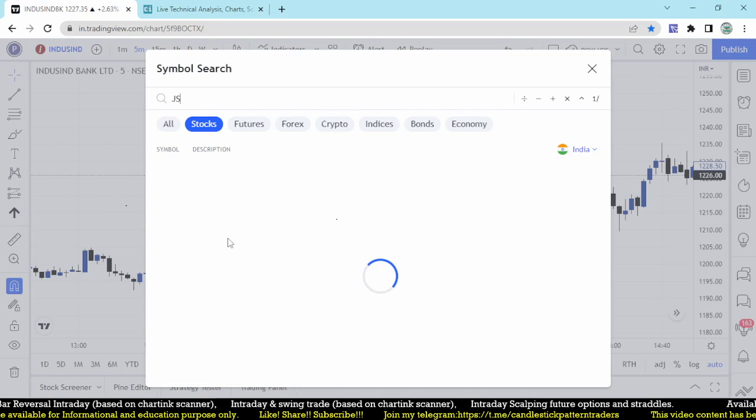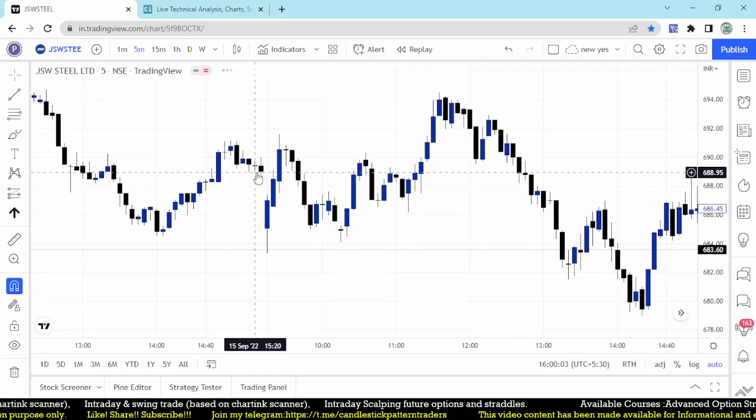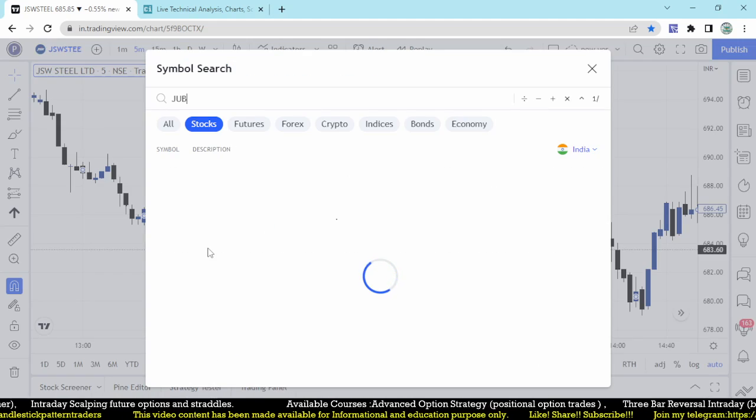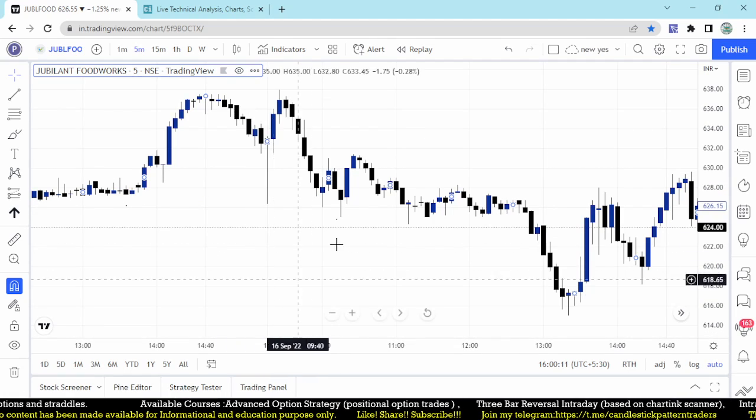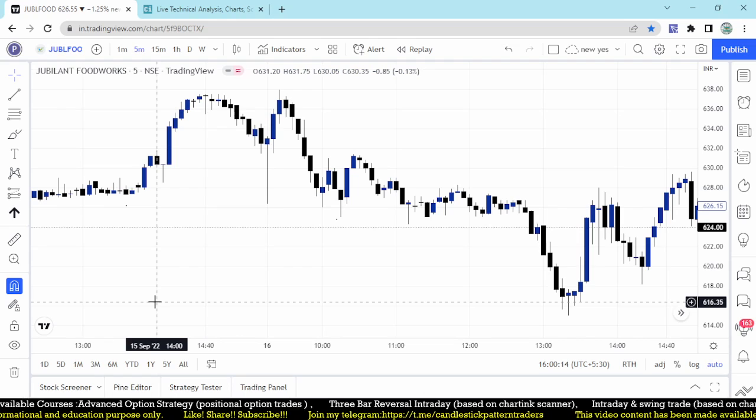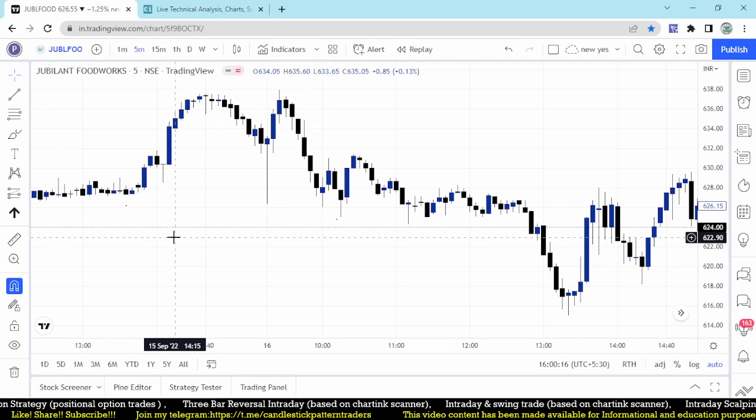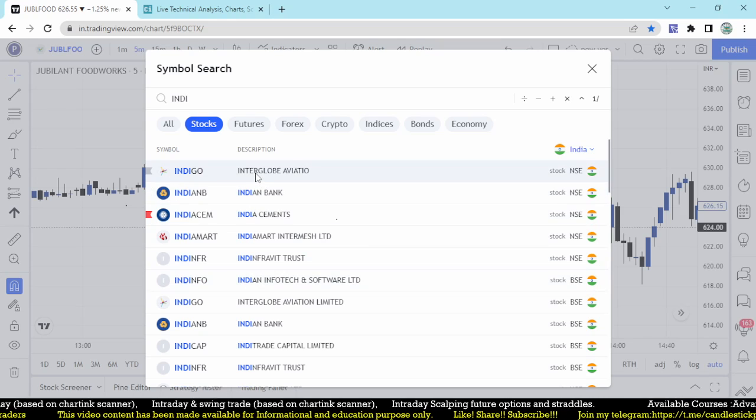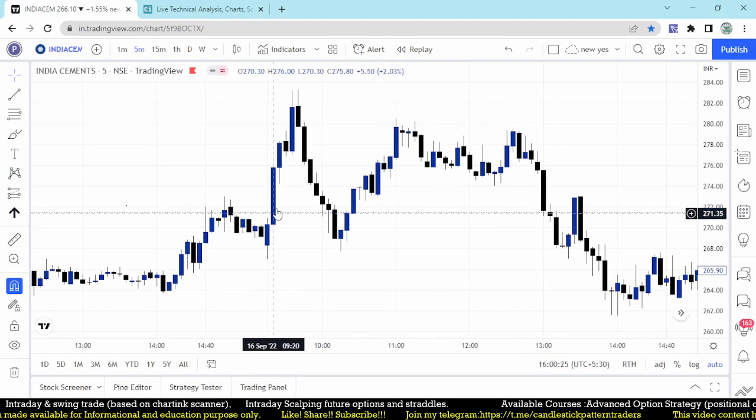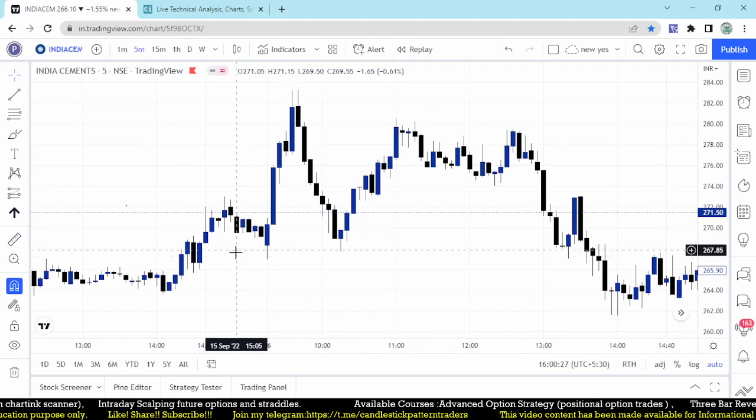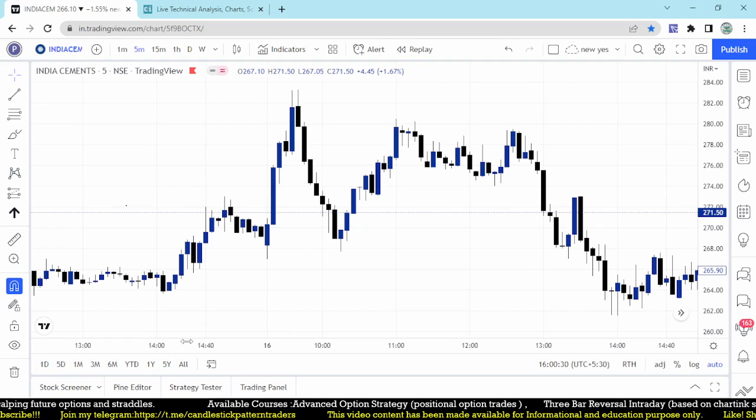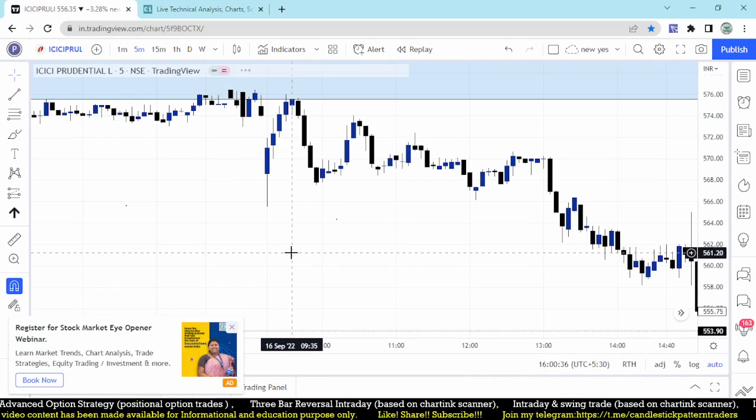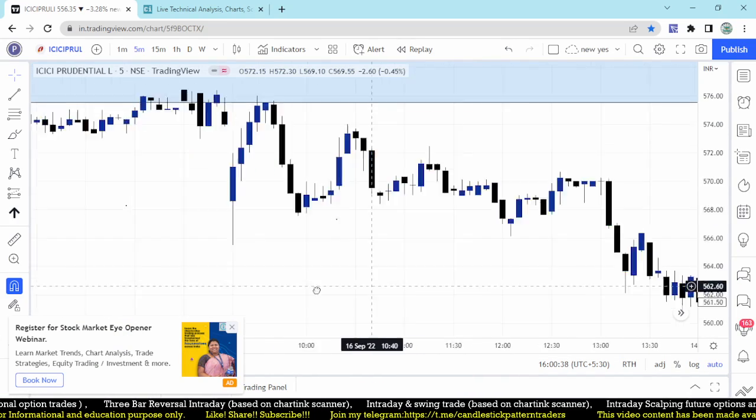And the second one, JSW Steel. Let me go to JSW Steel: 1, 2, 3 keep on going higher. And Jubilant Food, these are the stocks which I've filtered from yesterday. 1, 2, 3 candles are going higher. And India Cement, that is also 1, 2, 3 candles higher, right? And ICICI Prudential also makes consecutive highs.